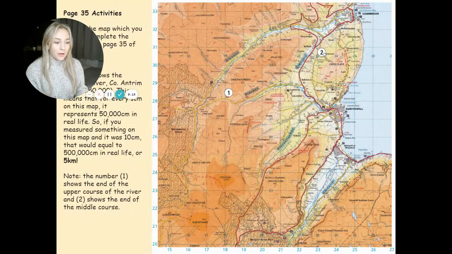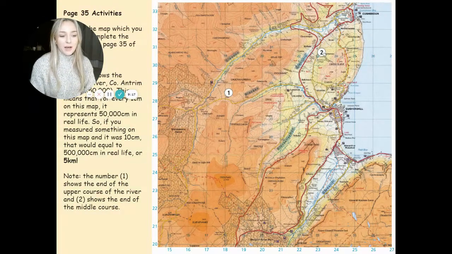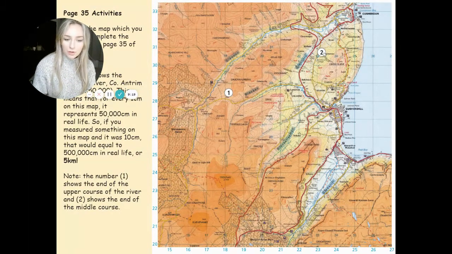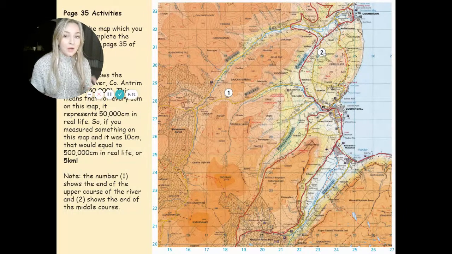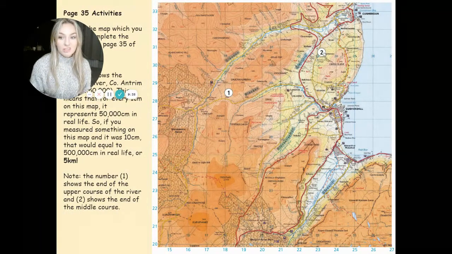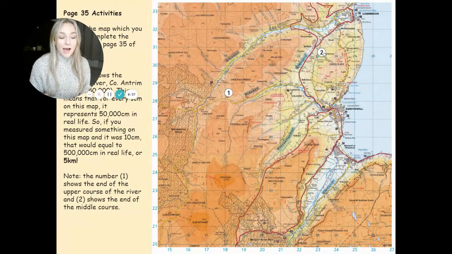So number 1 says, what evidence can you find on the OS map to support the view that tourists visit this area? State your evidence from the map and draw the relevant OS map symbols and give the 6-figure grid references. So there's a few different things you have to do for question 1. First overall question is, how do you know that this area is a tourist area? The other thing is you have to use map symbols.